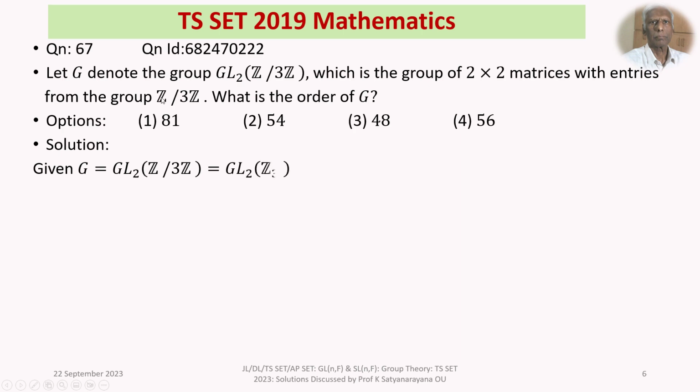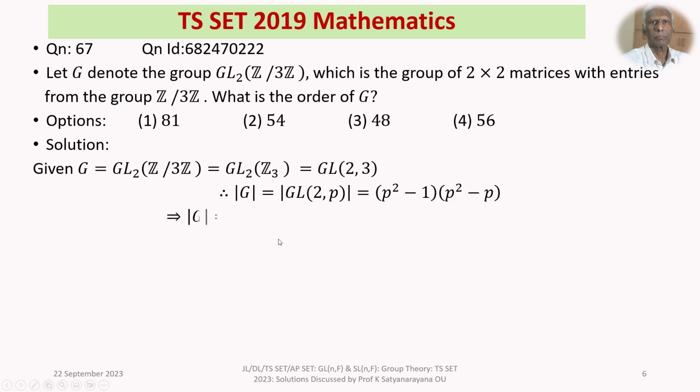Given G is GL2 of Z by 3Z, that is GL2 of Z3, that is ZP, where P is 3. 3 is prime, therefore Z3 is a field, GL2. And this is the same as GL2, comma 3.